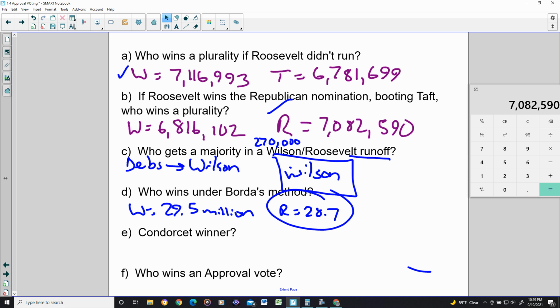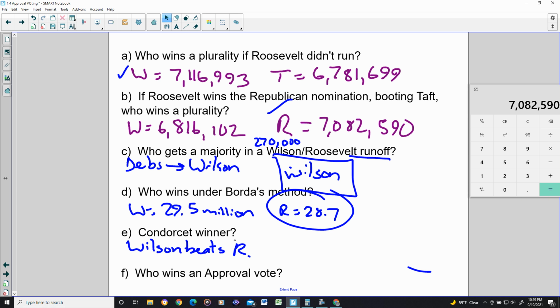So Roosevelt wins. Okay, Condorcet winner. We know Debs is out. So remember, this is the head-to-head winner here. Now, believe it or not, we actually don't have to do anything more for this one. What do we know that can already tell us who the head-to-head winner is? A majority in a Wilson-Roosevelt runoff. We knew Wilson was going to win there, right? Because Debs voters were going to go to Wilson. So Wilson beats Roosevelt. Now, would Wilson also beat Taft in a runoff?